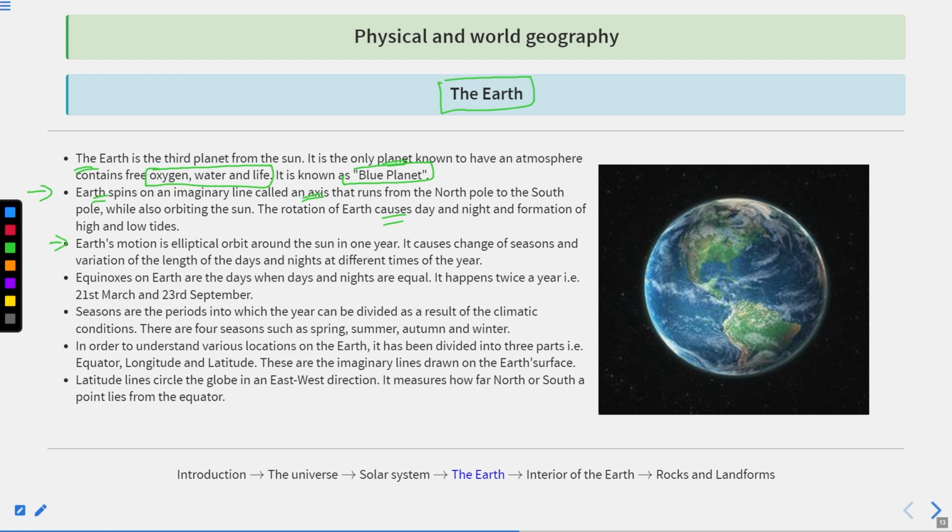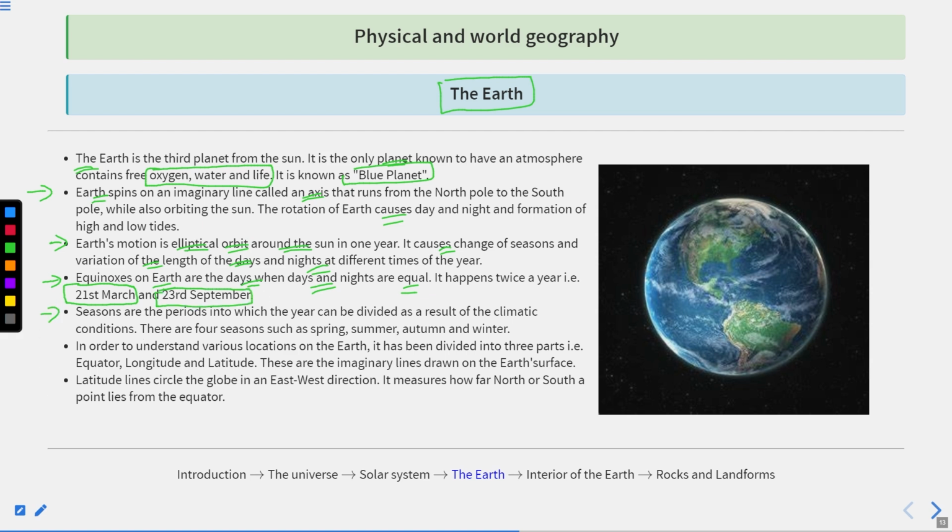Earth's motion in an elliptical orbit around the sun in 1 year causes the change of seasons and variation in the length of days and nights at different times of the year. Equinoxes on Earth are the days when days and nights are equal. They happen twice a year, on 21st March and 23rd September.